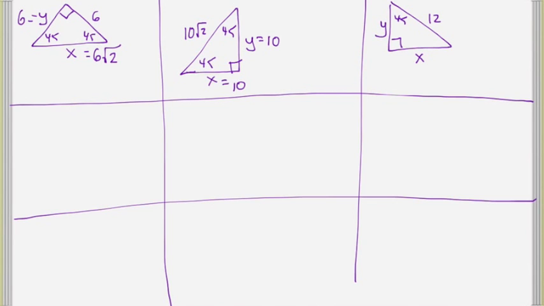We have another 45, 45, 90. So x and y are going to be the same because they are the legs. And we're given the hypotenuse. So like the last problem, to work our way back from the hypotenuse to a leg, we need to undo timesing by the square root of 2, and we undo timesing by dividing. In the last problem, it worked out nicely because there was a square root of 2 to divide out of it. Here there is not.